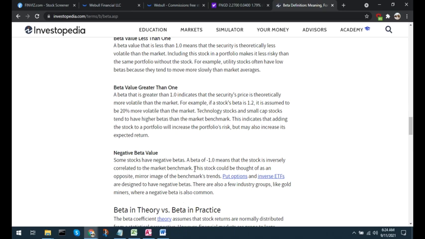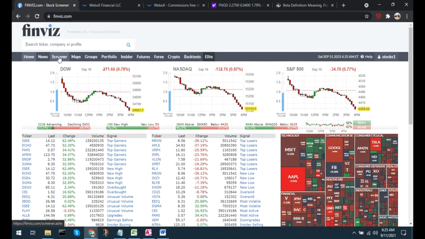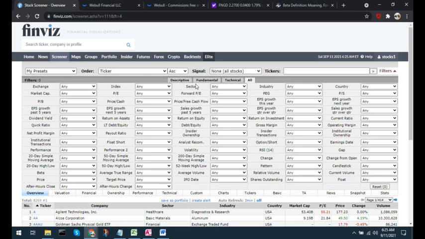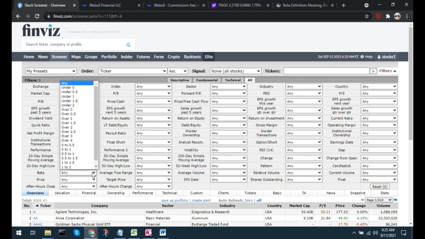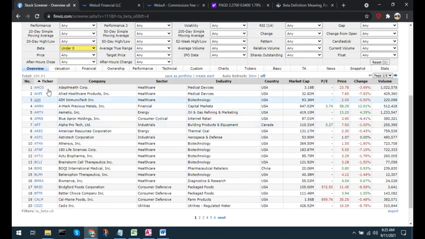Now, how do we find stocks that have a negative beta? Well, a quick and easy way is to use FinViz's stock screener. So if we go to FinViz and we click on the screener tab, the quickest way I find is to click the All tab so I can see all the various criteria I can select and filter for, and there we see beta. So now I want to filter for a beta under 0. So that's going to be negative, right? So now here's a complete list of all the different stocks that have a negative beta.